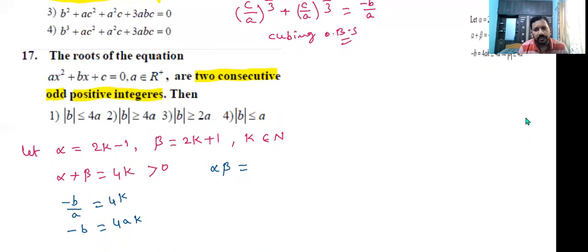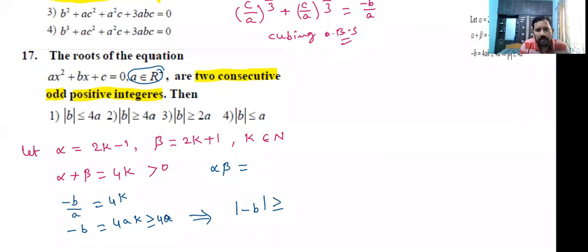Minus b is equal to 4ak. 4ak is greater than or equal to 4a or not? Because k is greater than 0, and a belongs to R plus, given here. Okay. Minus b is greater than or equal to 4a. Apply modulus on both sides. Modulus of minus b is greater than or equal to modulus of 4a.